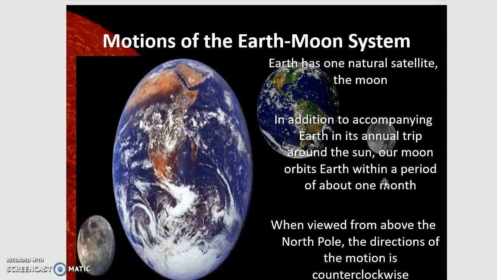Right? Now, going back to the motions of the Earth-Moon system, Earth has one natural satellite, which we call the Moon. Right? So Earth is going to make its trip around the Sun, and our Moon is going to come with us. It's going to orbit the Earth as we do this, taking about a month for the Moon to go around the Earth.